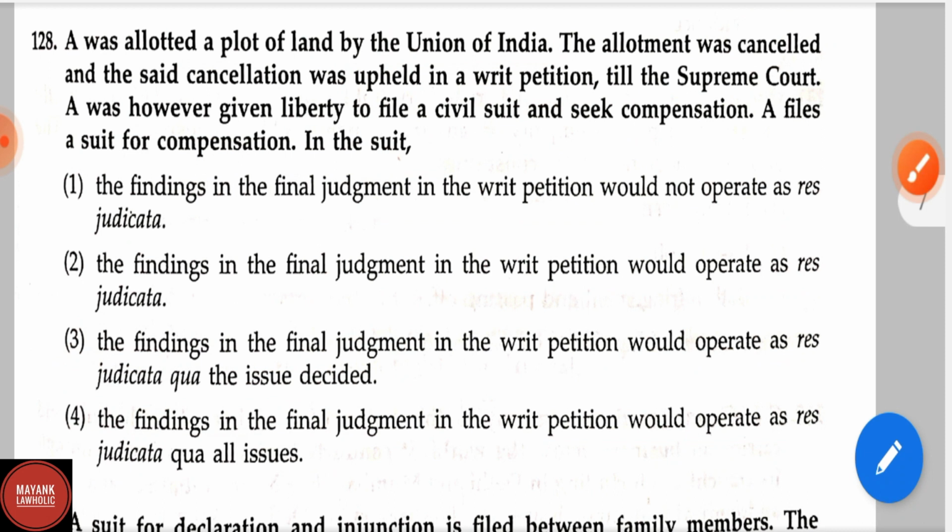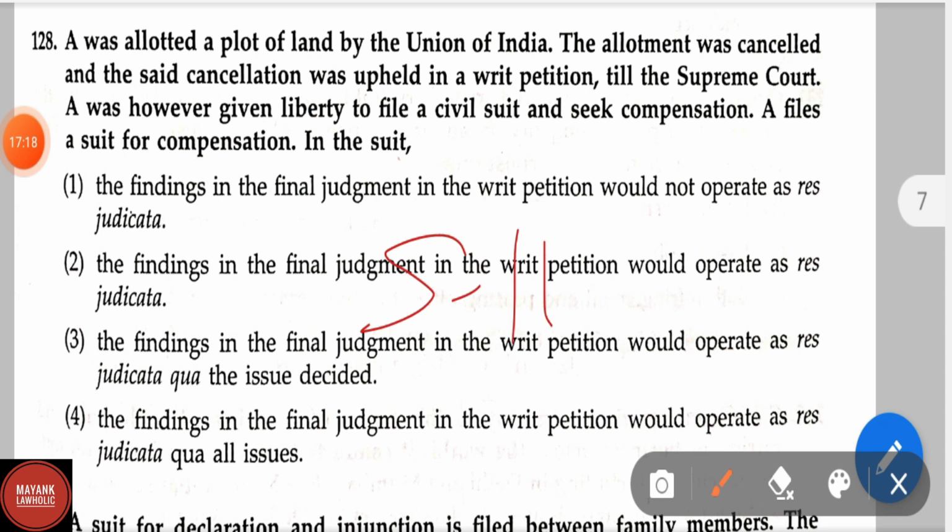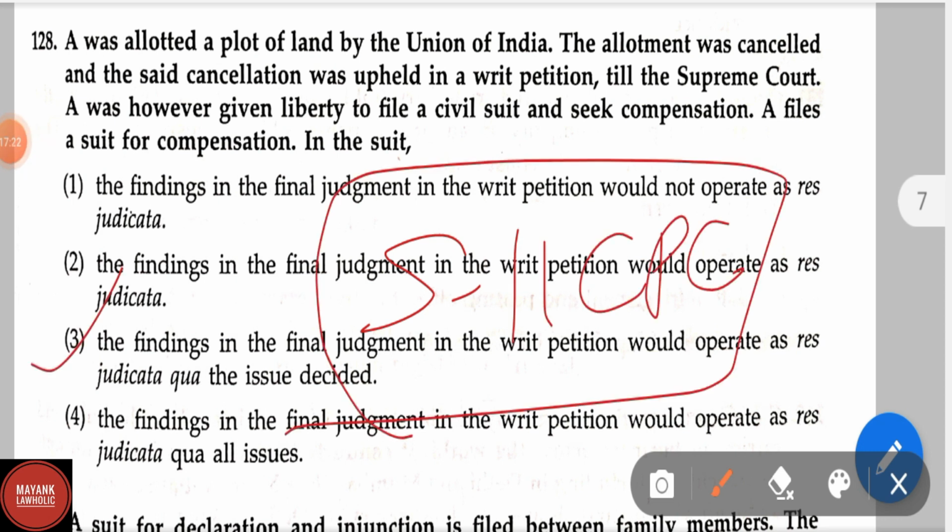You have to know about the doctrine of res judicata. The doctrine of res judicata operates as a bar on the jurisdiction of a court to try a suit which has been conclusively decided by the court with the same party, same subject matter, under the same title. And it has been given in Section 11 of the CPC. Correct answer is option 3.